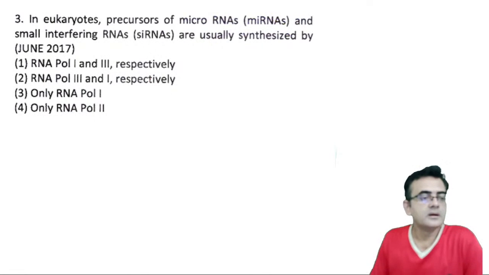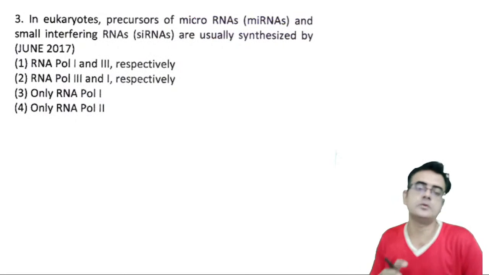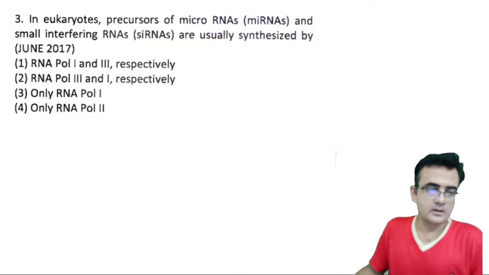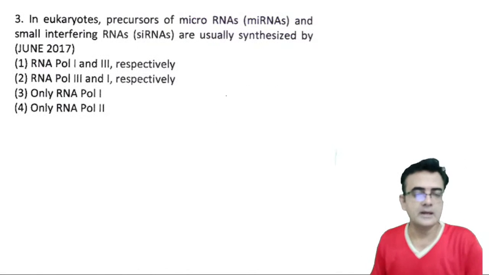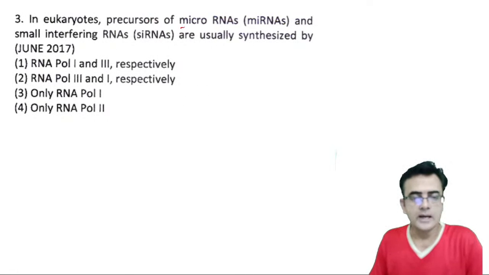Then next question: in eukaryotes, precursor of microRNA. They asked three to four questions, and we have one table, and by keeping that table in mind, we can solve any question on the different kinds of RNA, right? So in eukaryotes, microRNA, that is called miRNA, and small interfering RNA, siRNA, are usually synthesized by.